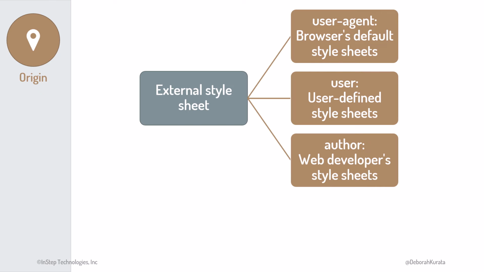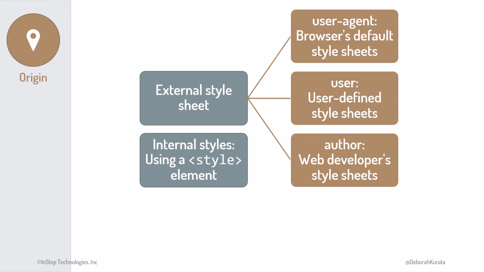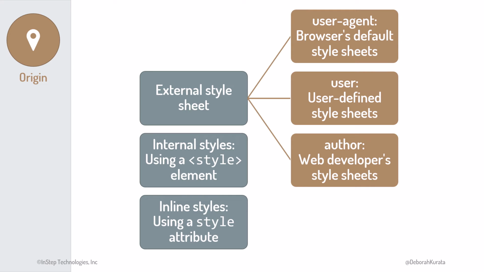In addition to external style sheets, we can also define internal styles using a style element in the header of an HTML page, and inline styles using a style attribute on an HTML element. The precedence of these styles follows the above order. The lowest priority is the user agent style sheet. These style properties are only used for an element if no other style rules are set for those properties. For example, the browser's default font is used unless a relevant style definition provides a font.